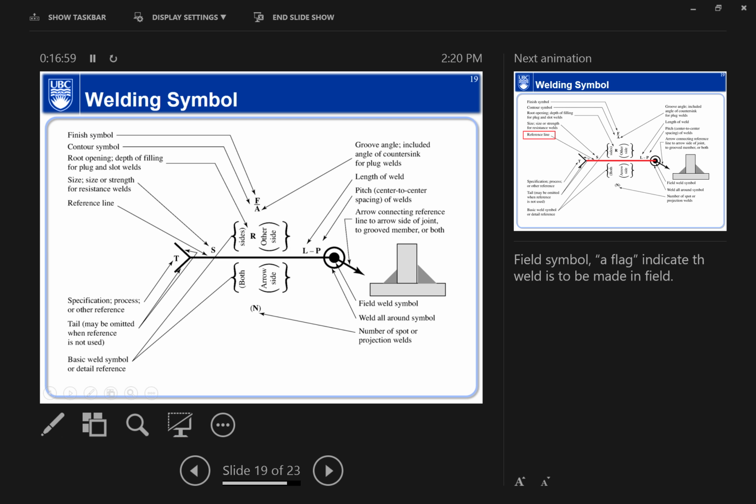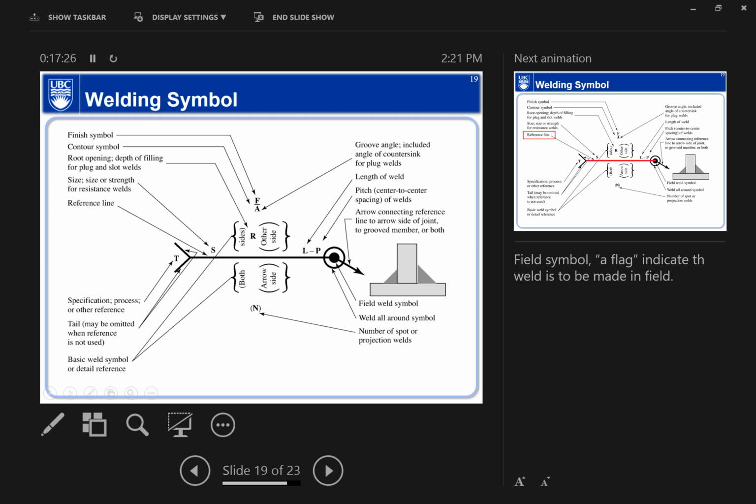Now, for this horizontal line here, this is called the reference line, and you can label or sketch some sort of notations on the top or on the bottom here. So you can do something either at the top or the bottom. Now, if you do it at the bottom here, what it actually means is it's on the arrow side.